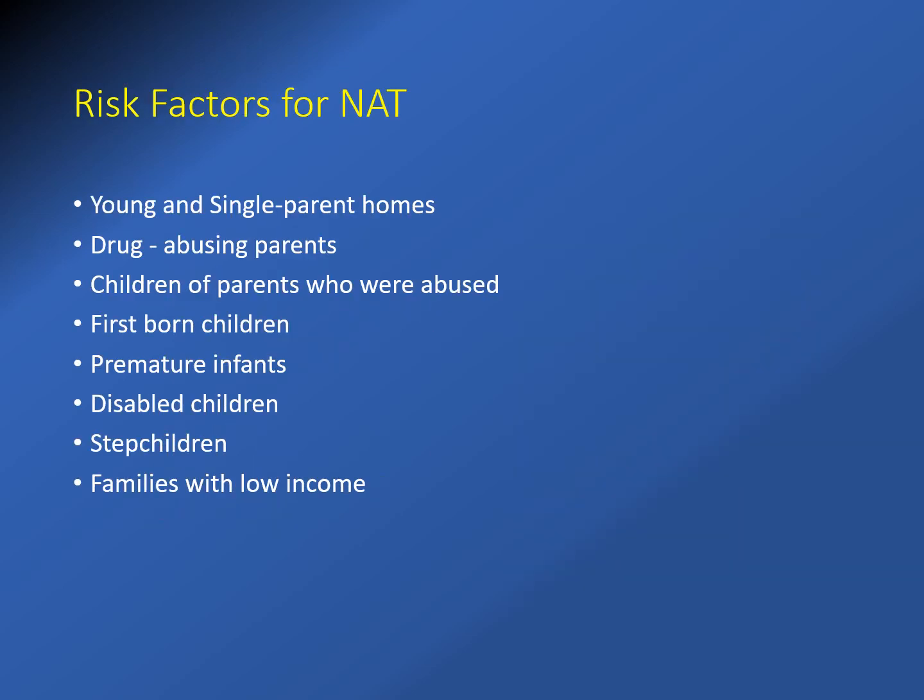As we said, non-accidental trauma or child abuse can occur in families of all types and all social backgrounds. However, there are certain risk factors that should raise your suspicion towards non-accidental trauma or child abuse. Young and single parents, drug abusing parents, and parents who were abused as kids, all these are risk factors for non-accidental trauma. Regarding the children, firstborn children, premature infants, and disabled children are more prone to have non-accidental trauma. Also stepchildren and families with low income.